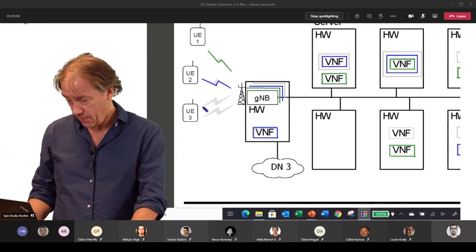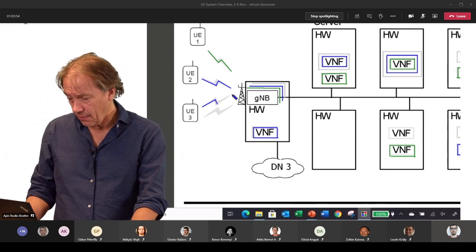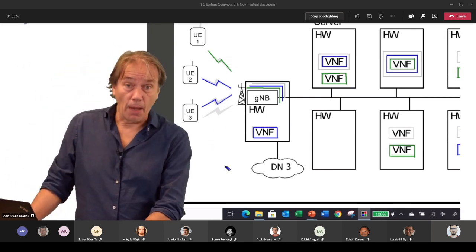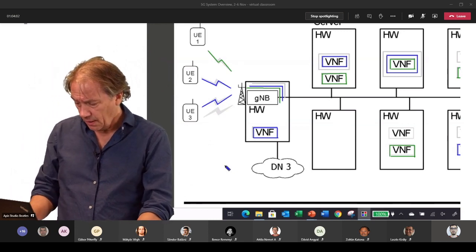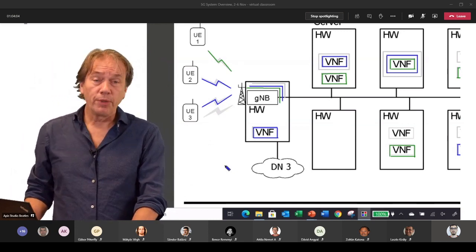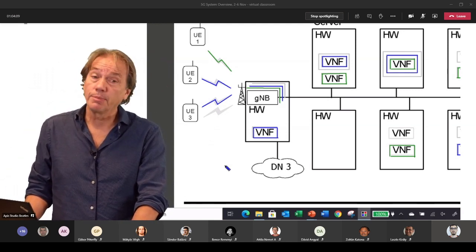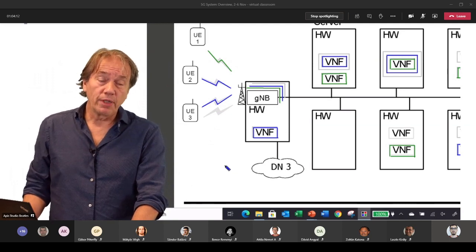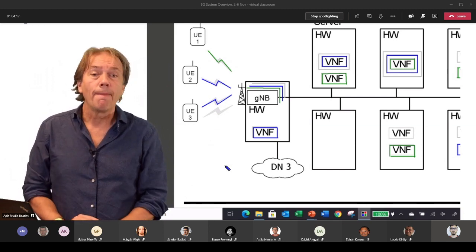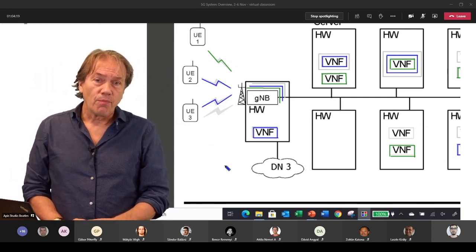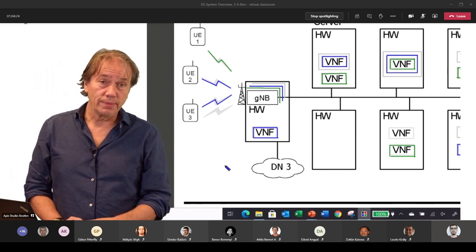So I will color this thing blue. But then we also have a red network slice. And user equipment 3 belongs to both the blue and the red network slice, and that's perfectly in order. A user equipment can be registered in multiple slices at the same time. I think it's up to 8 slices.